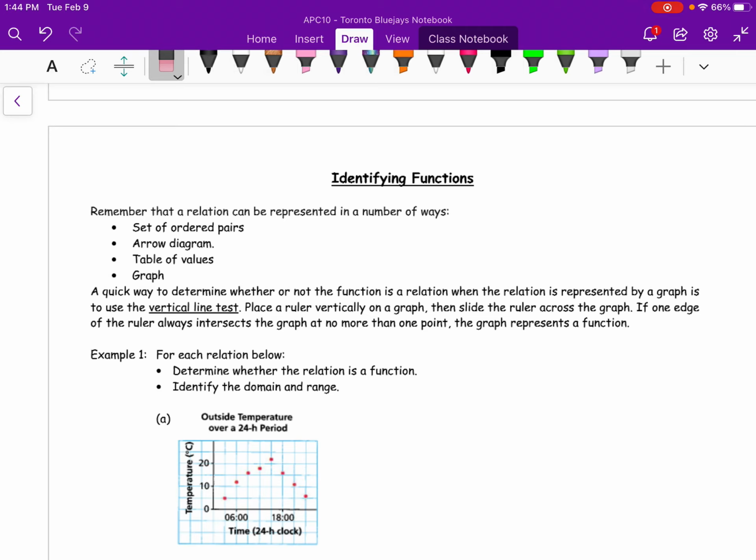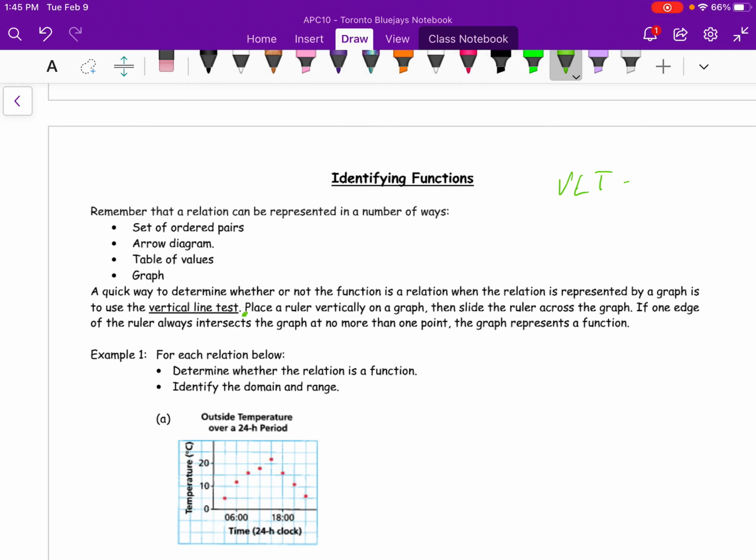You may want to write this next little part down, and call this the VLT, the vertical line test. If it is possible to draw any vertical line on your graph that passes through two or more points, then the relation is not a function.